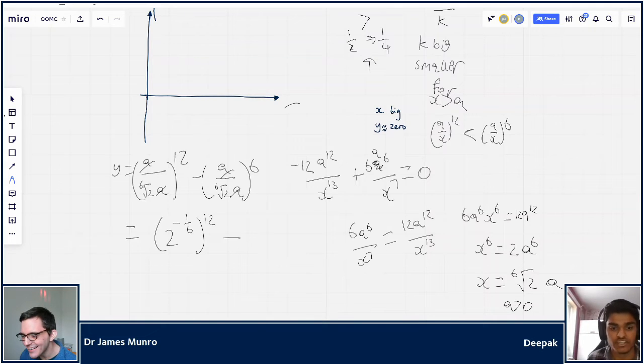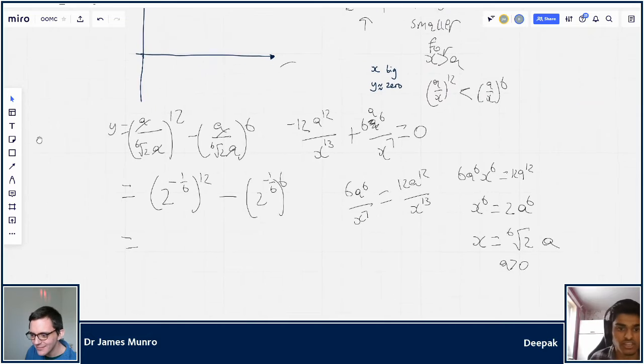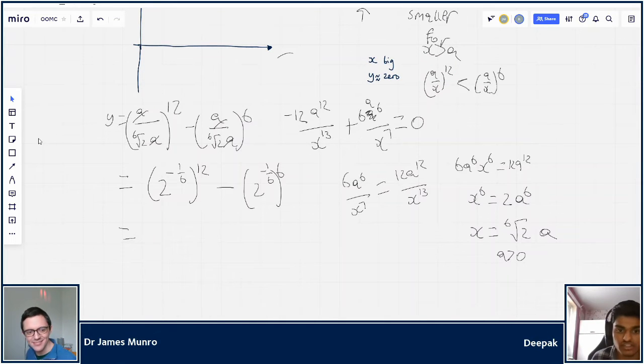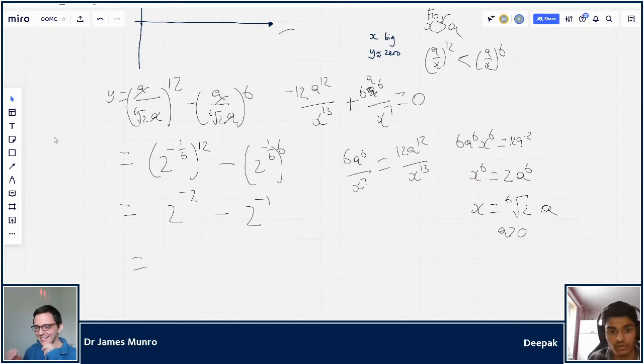Subtract, there's going to be 2 to the minus 1 over 6 to the 6th, right? And then we just use the indices product rule. You've all seen it before, to get 2 to the minus 2 subtract 2 to the minus 1, right? This doesn't look very nice. It's lovely. Considering this function is powers of 12, that has blown my mind a little bit. I really wasn't expecting it to be that nice. I was expecting more deductions or something.